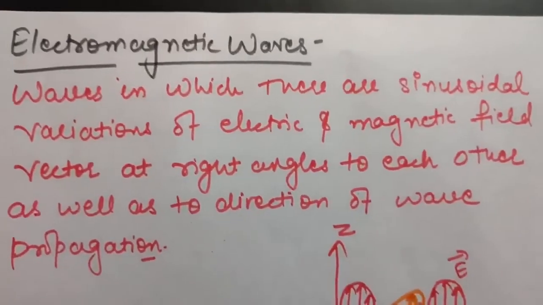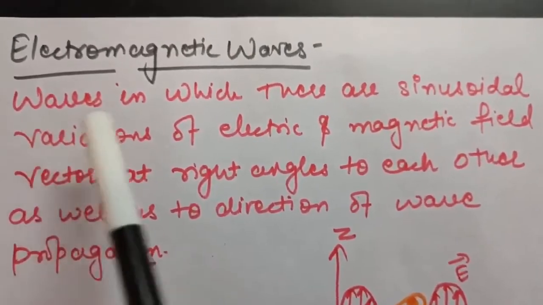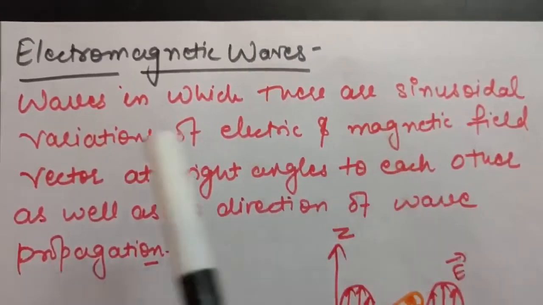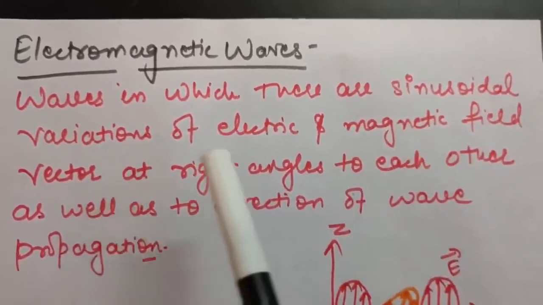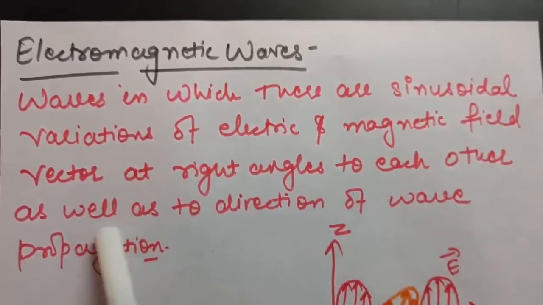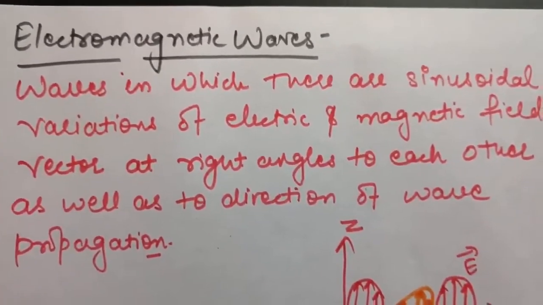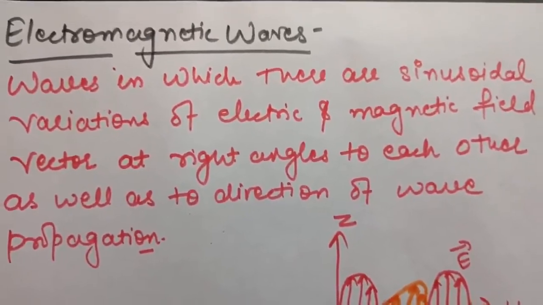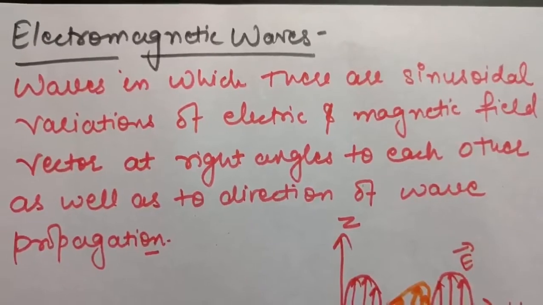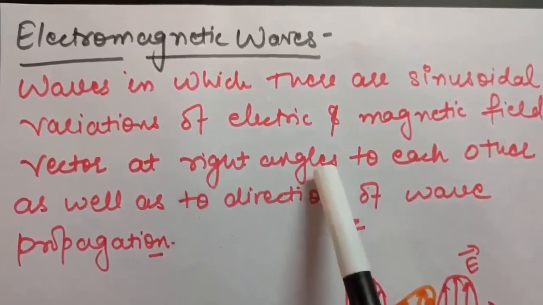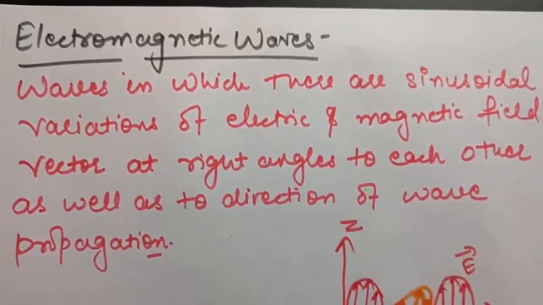So first of all, let us see what are electromagnetic waves. The waves in which there are sinusoidal variations of electric and magnetic field vector at right angles to each other as well as to the direction of wave propagation is called electromagnetic wave. That is, in an electromagnetic wave, there are electric and magnetic fields which are vibrating perpendicularly to each other, and both of them are perpendicular to direction of wave propagation also.